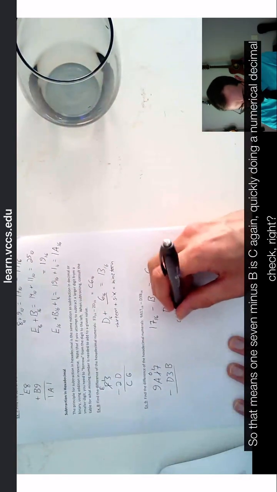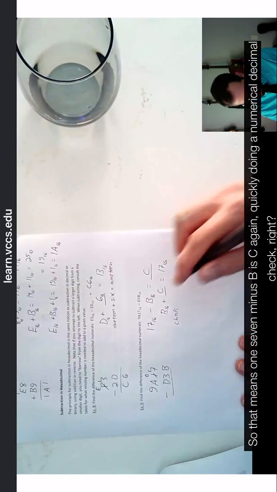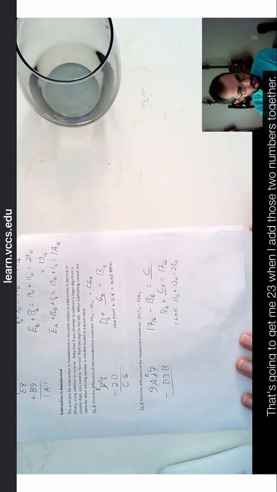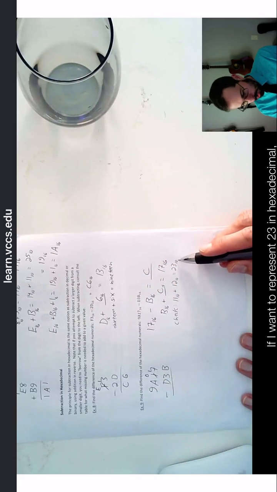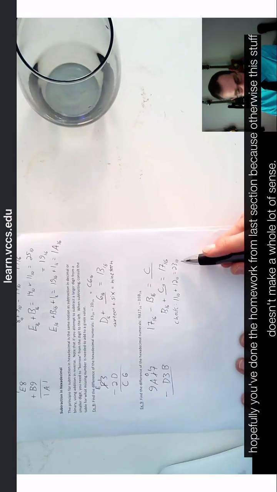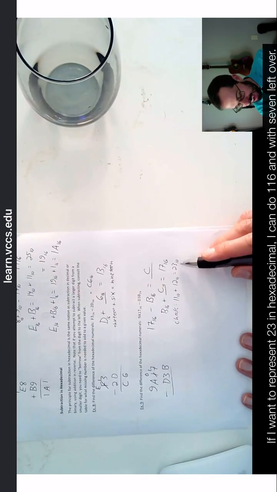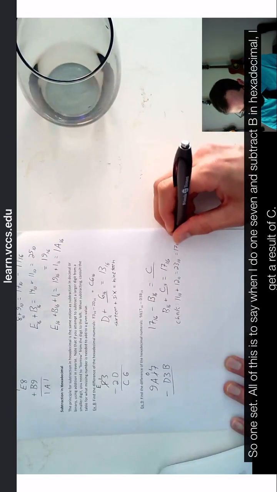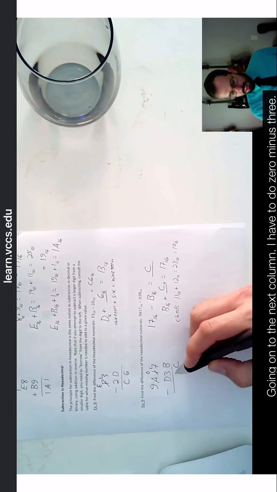Again, quickly doing a numerical decimal check, let me check the addition here. B in base 16 is 11. C in base 16 is 12. That's going to get me 23 when I add those two numbers together. If I want to represent 23 in hexadecimal, hopefully you've done the homework from last section, because otherwise this stuff doesn't make a whole lot of sense. If I want to represent 23 in hexadecimal, I can do 1 sixteen and with 7 left over, so 1, 7. All of this is to say, when I do 1, 7 and subtract B in hexadecimal, I get a result of C. Going on to the next column, I have to do 0 minus 3.